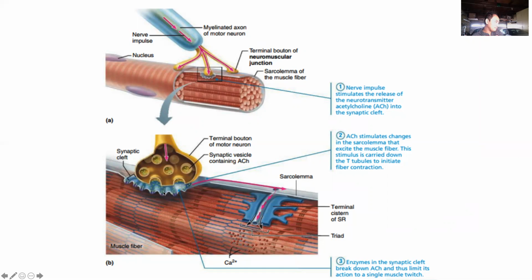Microscopically, there is a gap, which we say is a cleft, a synaptic cleft. Synapse means two neurons or two structures meet together. There is a cleft. At the end of the motor neurons, they have acetylcholine vesicles. When they get stimulated, the acetylcholine comes out from the end of the neuron into the synaptic cleft.